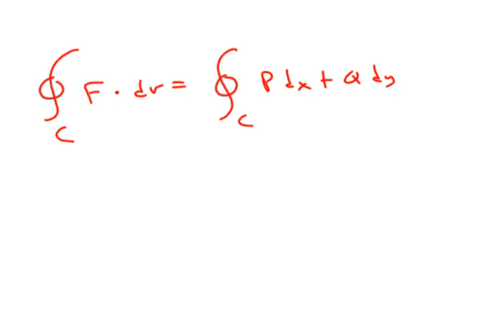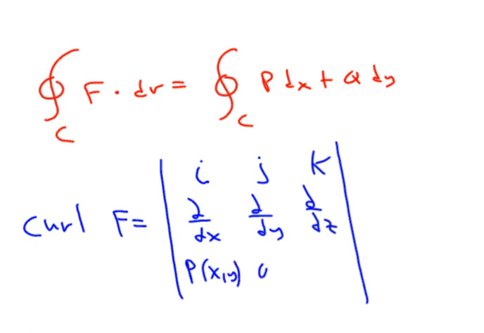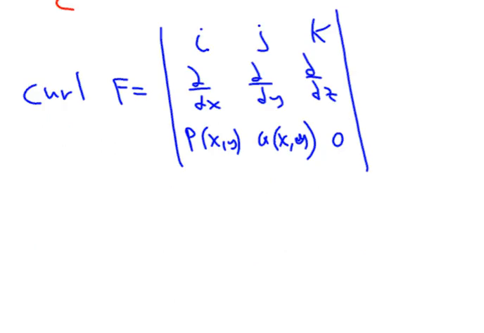All right, let's remind ourselves what curl is for a moment. Curl of F is equal to this determinant, i, j, k, and it's the cross product between the gradient operator and the components of the vector function. This vector function just has two components, P of x, y, Q of x, y, and it doesn't move in a third dimension, so that third component is 0.